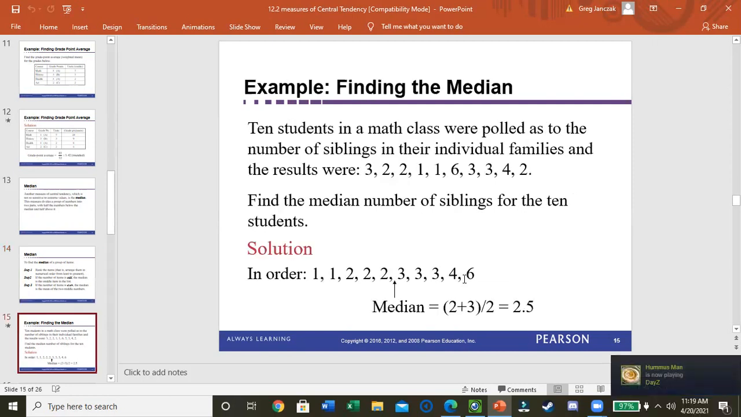Okay, so here we have a data set: 3, 2, 2, 1, 1, 6, 3, 3, 4, 2, and we want to find the median of that. Okay, let's take a look.